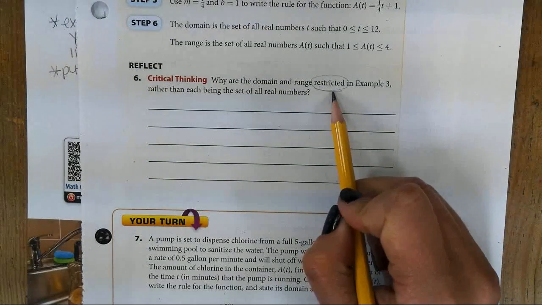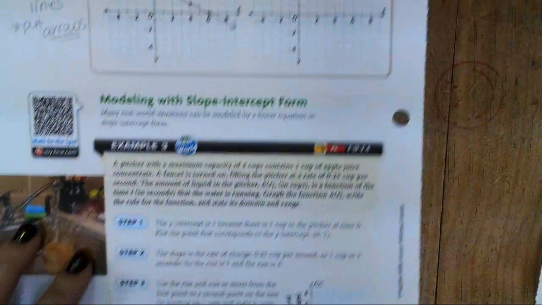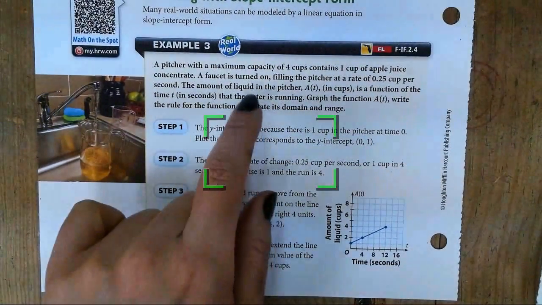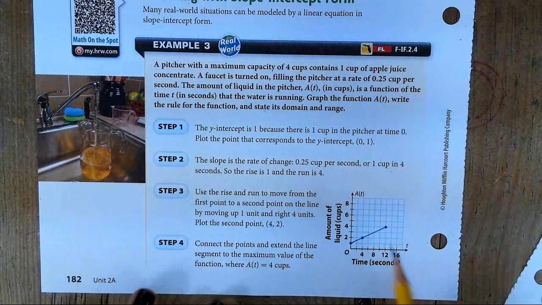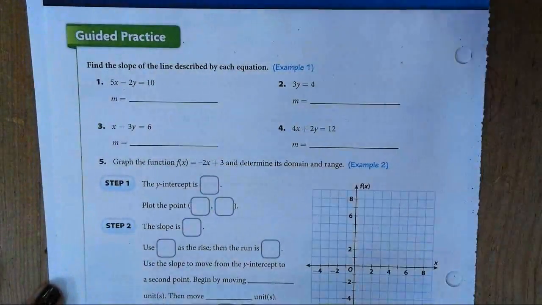When something is restricted, that means there's a reason why it cannot be all real numbers. So think about the scenario of the question that they gave you over here on page 182. What's the scenario and why is it that it cannot be the range of all real numbers? Why is your graph only this little piece right here? So go ahead, and that is the end of this lesson.